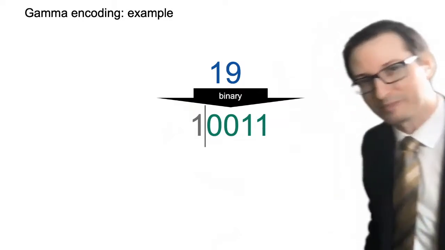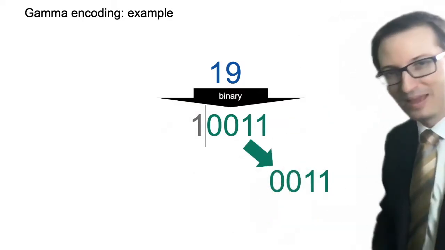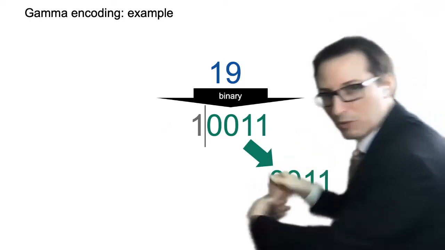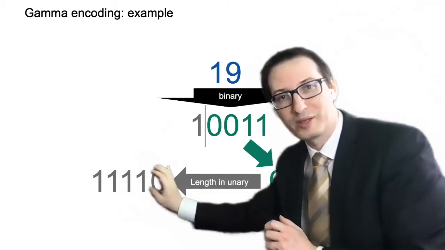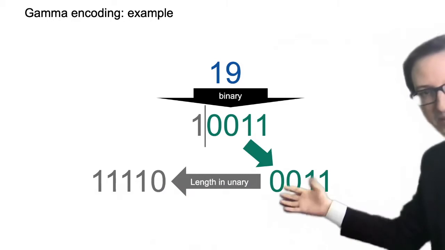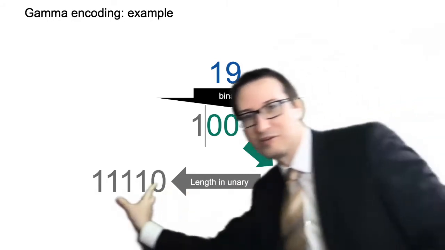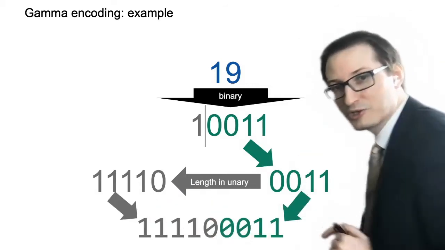So let me just drop it. And then what I'm going to do is put the extra bits except the leading one. And then I'm going to be mirroring the thing like this, but as ones. So I'm going to put a zero right there and then as many ones as there are bits there. So there are four bits, four ones, right, and the zero. So this is what I get, and then I just paste it together.